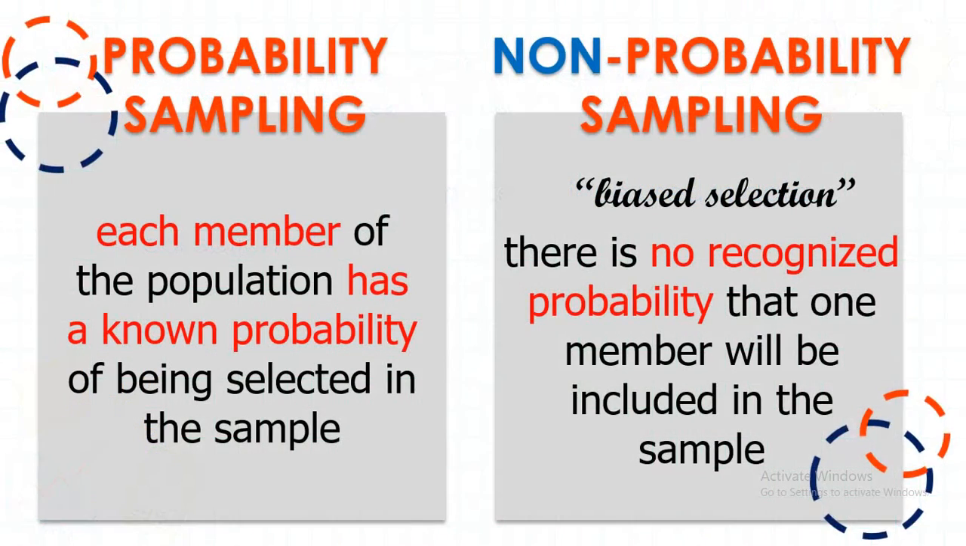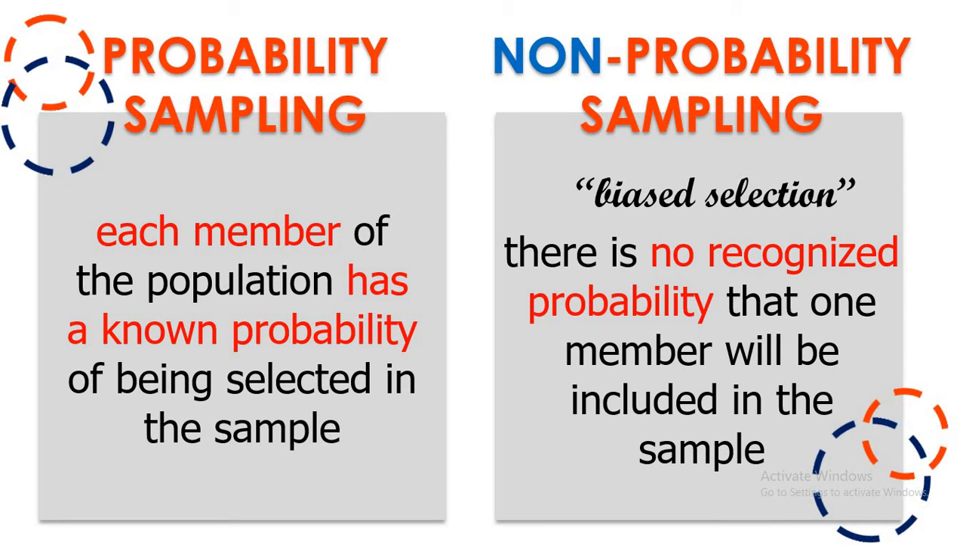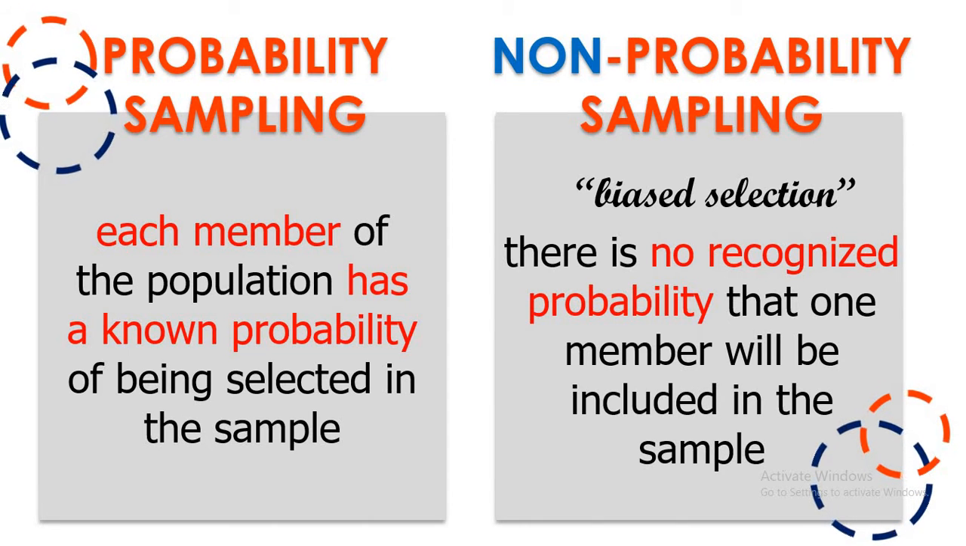The learning objective for today is for you to be able to identify a sampling technique used in data collection. We first define what sampling is. Sampling is simply the method or technique wherein you are going to take samples from a population.